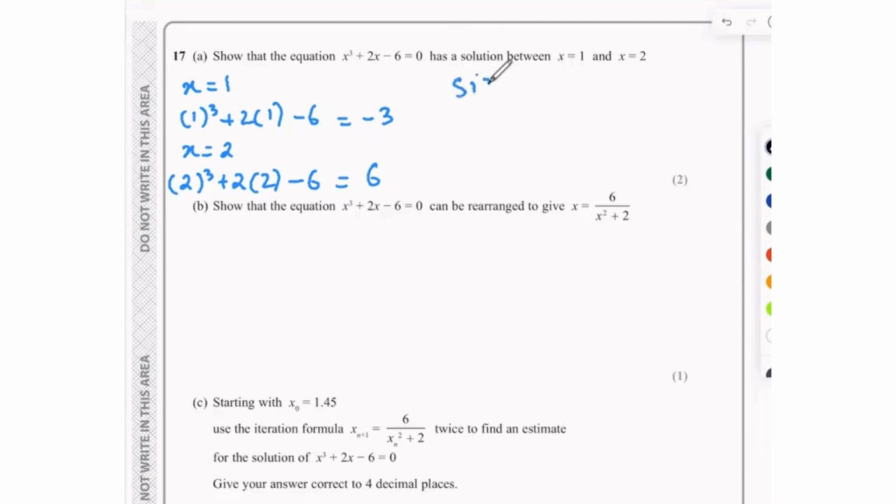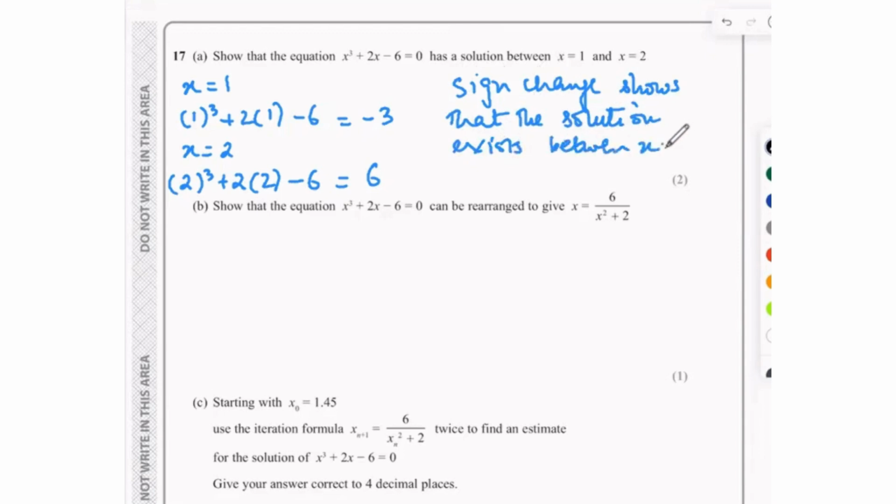So sign change shows that the solution exists between x equals 1 and x equals 2.